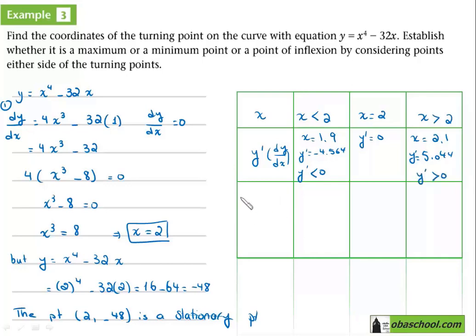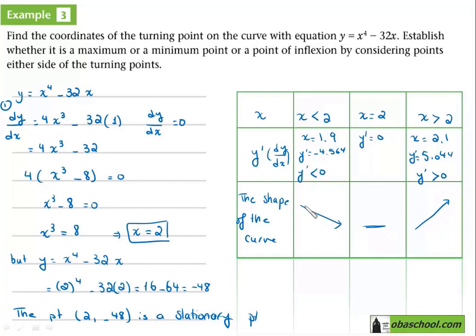Now for the shape of the curve. If we have a negative gradient, then the curve will look like this. If we have a positive gradient, it will look like this. For negative, it is decreasing. For positive, it is increasing. And at x equals 2, it is a stationary point.